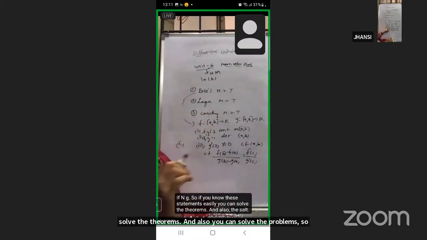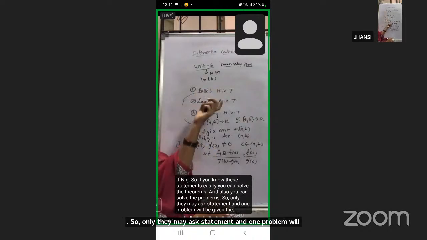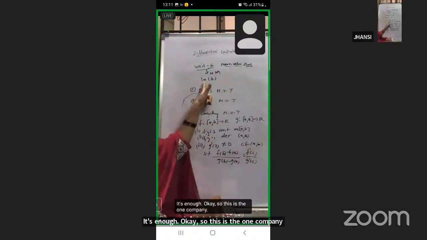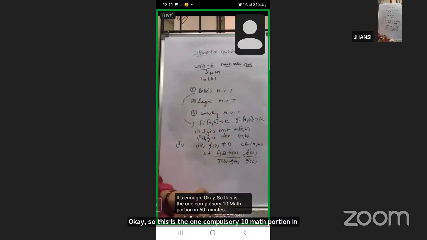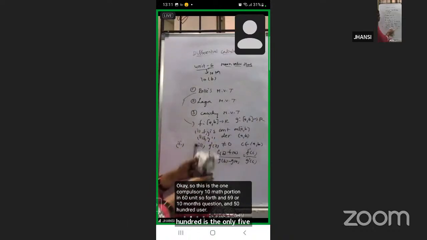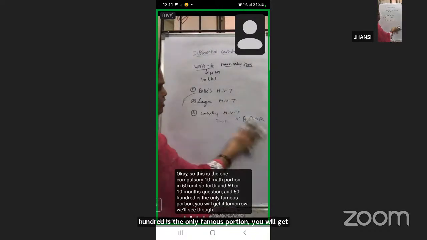So they may ask a statement and one problem will be given. If you solve that problem, it's enough. Okay. So this is the one compulsory 10 marks question in the 6th unit. So the 4th and 6th units carry 10 marks questions, and from the 5th unit you will get only 5 marks questions. Okay. Tomorrow we'll see block 3 and block 4.